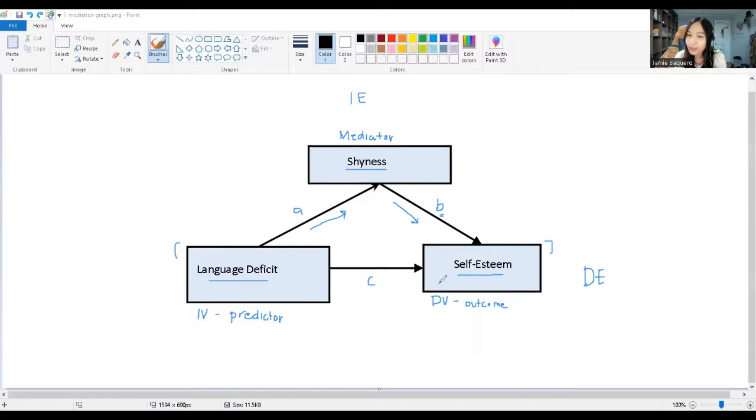Or in this study, we can conclude that shyness causes the children to have a lower self-esteem than the other children who don't have a language deficit. So we can say that this graph or the mediation has a negative outcome. This one is a negative outcome because of the mediator and the predictor. Lastly, we can also use simple regression in path C, wherein we can confirm that language deficit causes a lower self-esteem for the children grades 1 to 3.